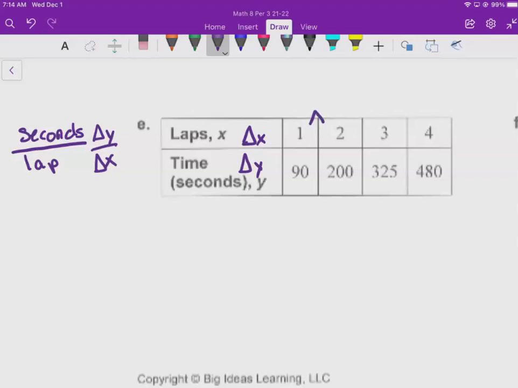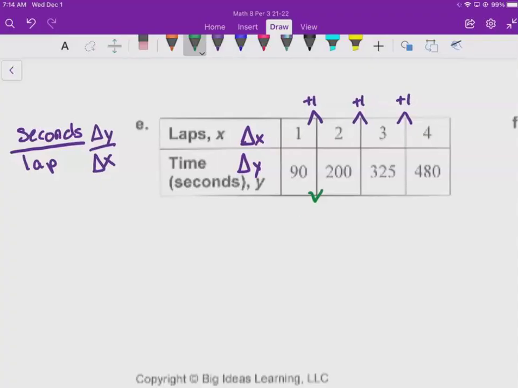We still say doop doop, 1 to 2 is plus 1. Doop doop, 2 to 3, plus 1. Doop doop, plus 1. Okay, go to the bottom. 90 to 200, that's 110. 200 to 325 is 125. This isn't looking good. 325 to 480 is 155.